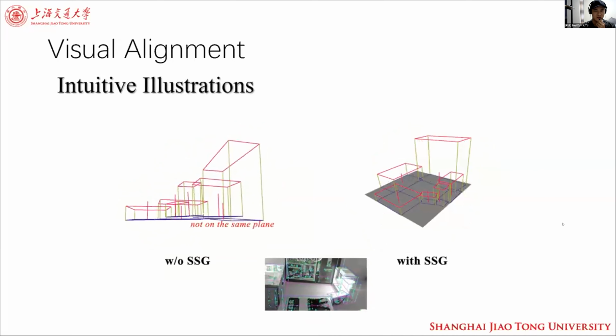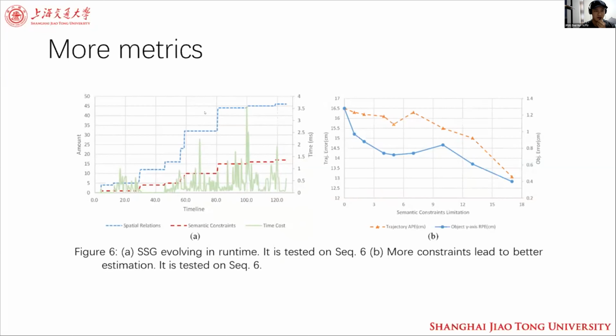To fully investigate how assets work in the runtime, we keep track of some important metrics. In figure 6a, we record the variations of the number of relations, the semantic constraints, and the SSG involving time. The blue one is the spatial relations, and the red one is the semantic constraints. As time proceeds, the scale of the graph grows, while the SSG evolving time rises up slightly.